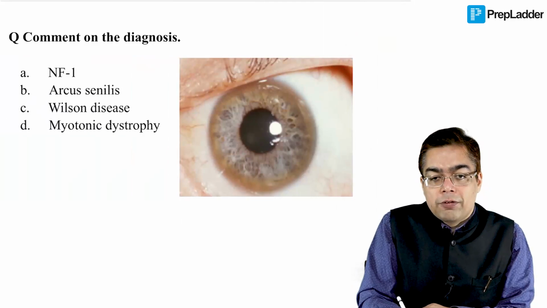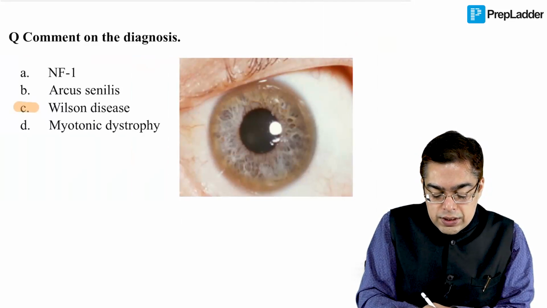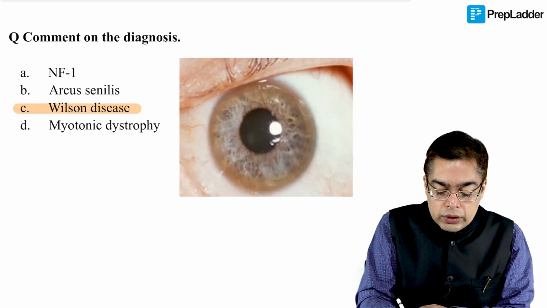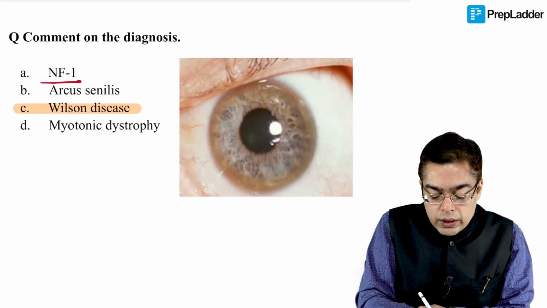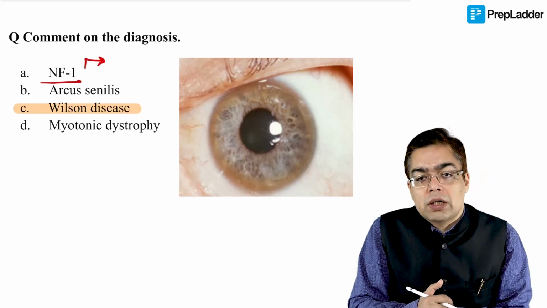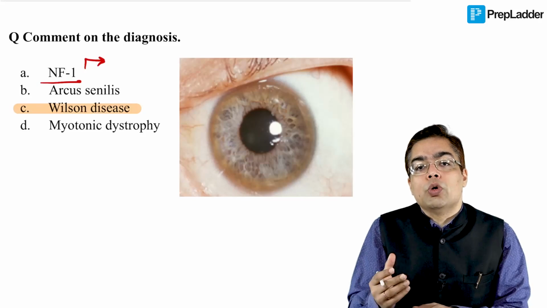So this was KF ring, and that was responsible for having its association with something like Wilson's disease. Having said that, just a keyword or two about the other options given in the exam. NF1, neurofibromatosis 1, is going to be an example of a condition in which the patients are going to be having the presence of multiple neurofibromas.